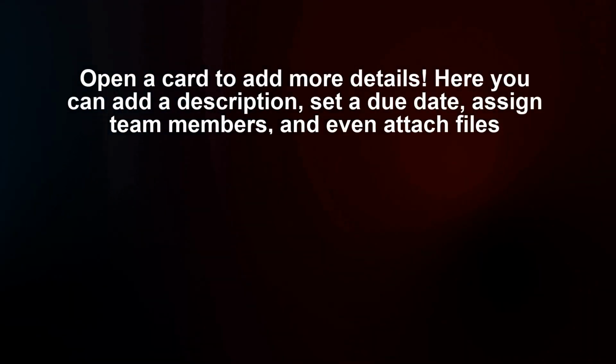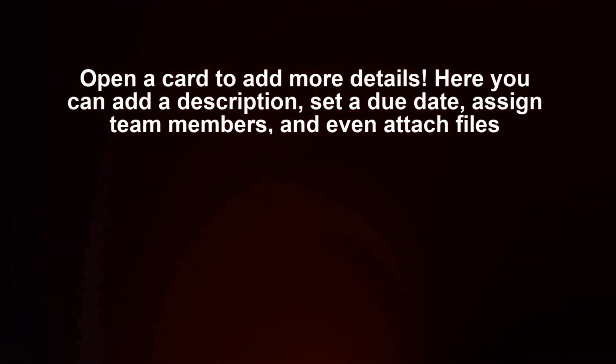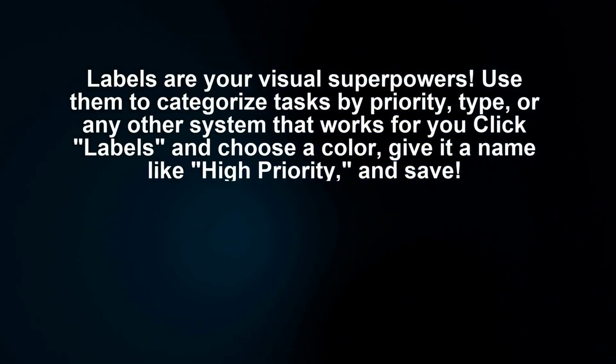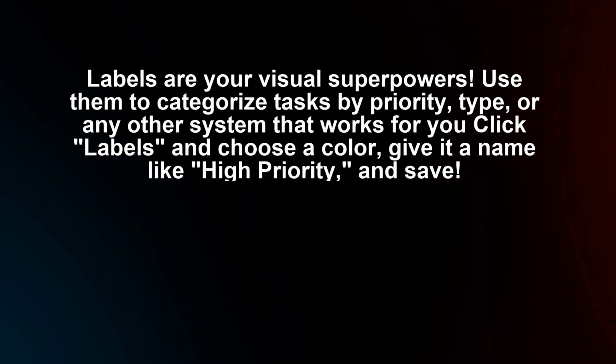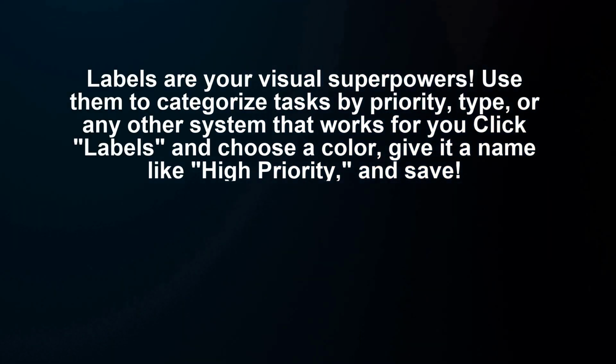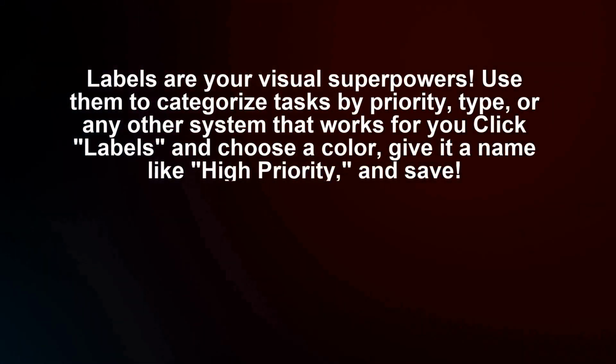Open a card to add more details. Here you can add a description, set a due date, assign team members, and even attach files. Labels are your visual superpowers. Use them to categorize tasks by priority, type, or any other system that works for you. Click Labels and choose a color. Give it a name like High Priority, and save.